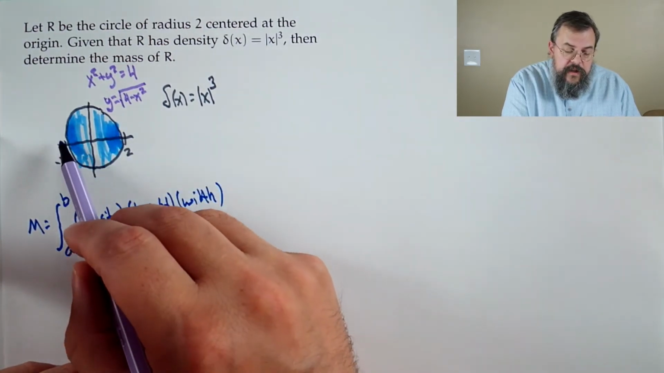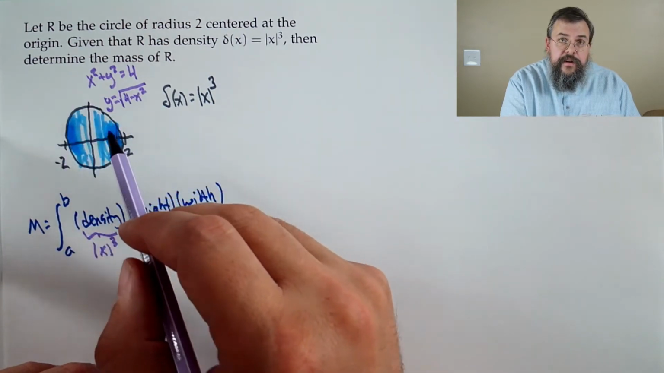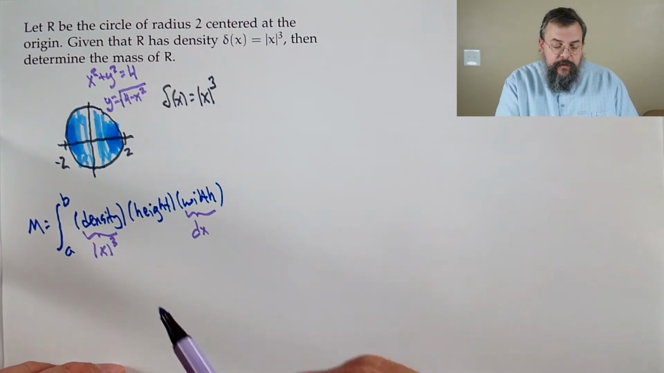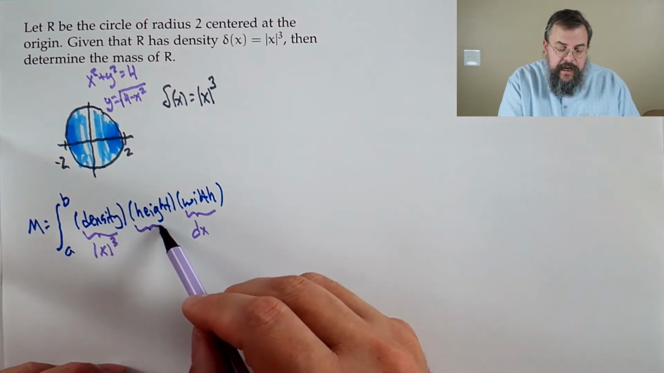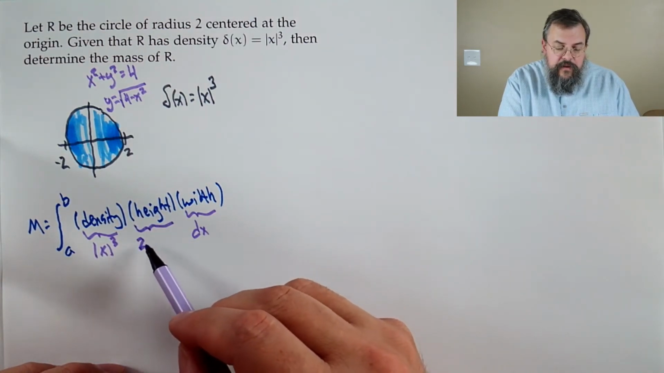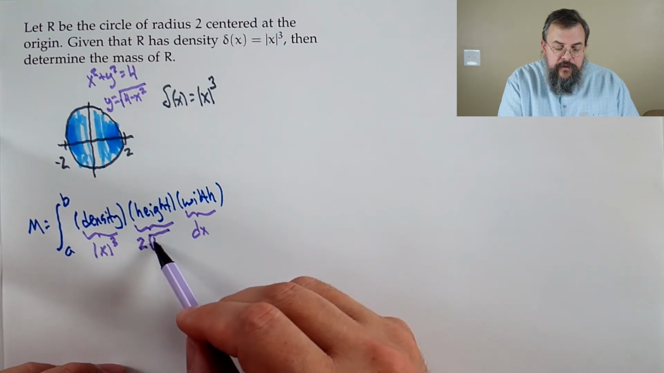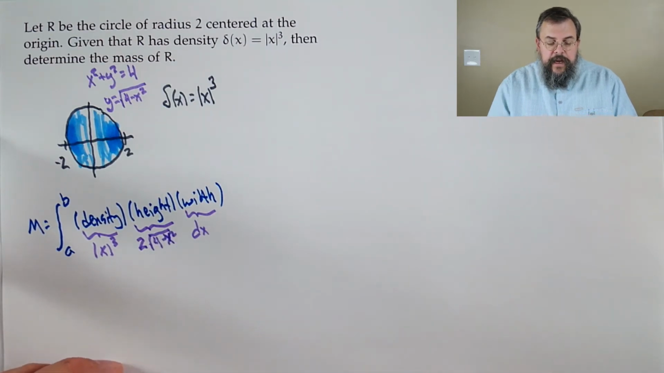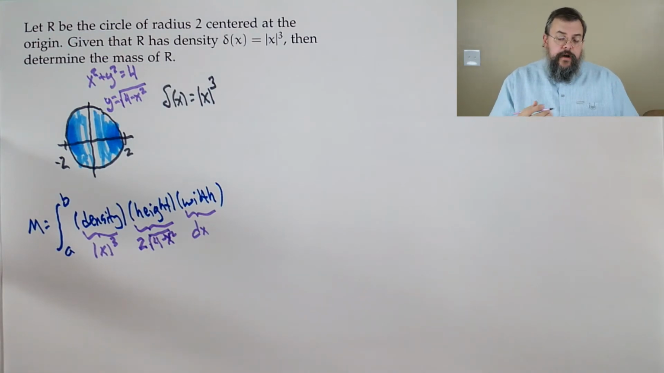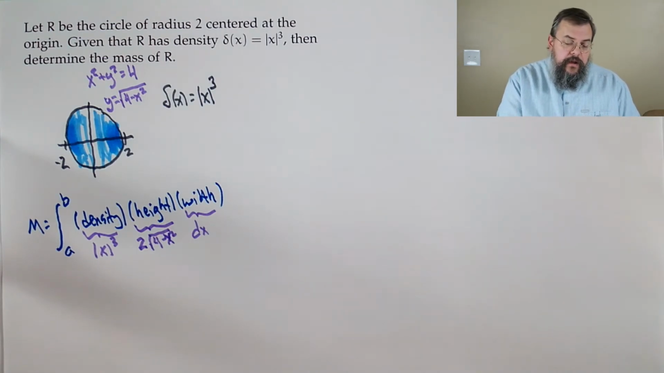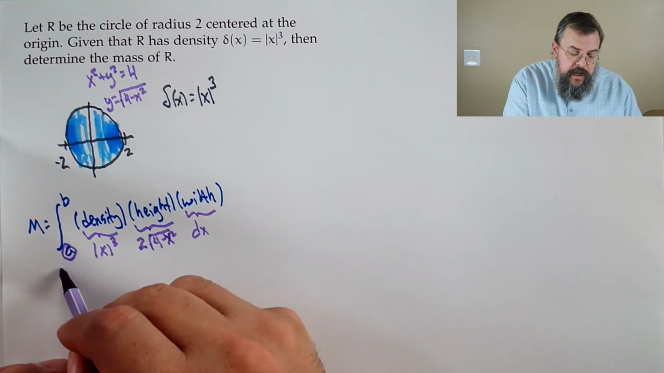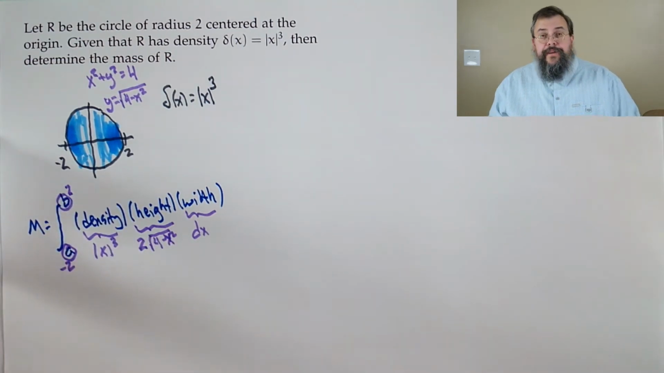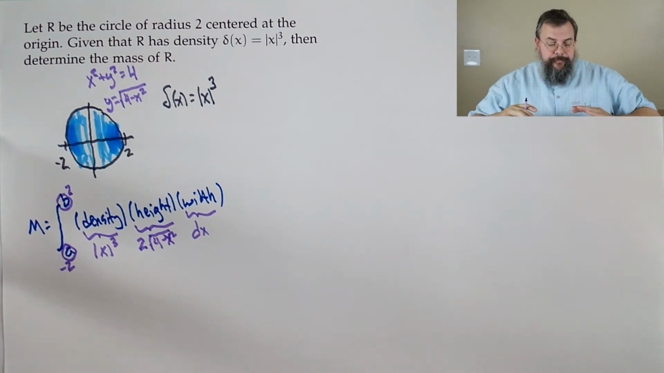Now that's the top half. The bottom half would be y equals minus the square root of 4 minus x squared. So the total height is twice that. So it's 2 square root 4 minus x squared. All right, so that's the height. And what are our bounds? Well, they're from -2 to +2. Okay, so that's our setup.